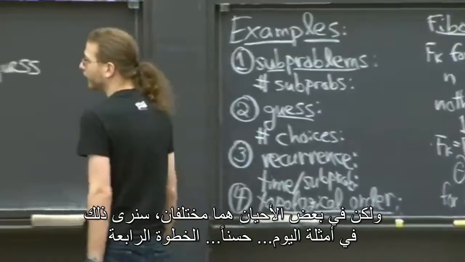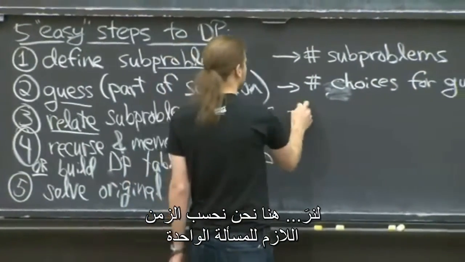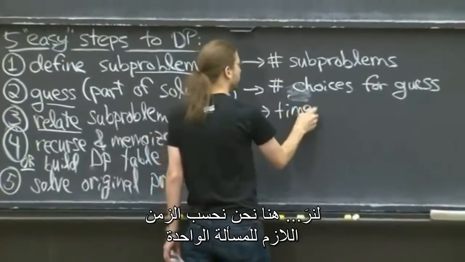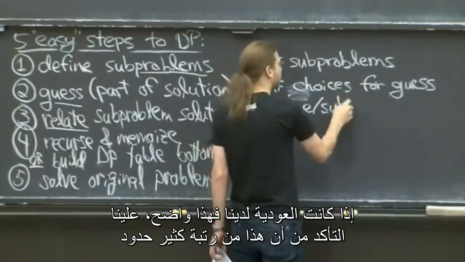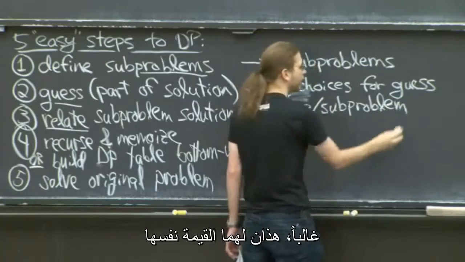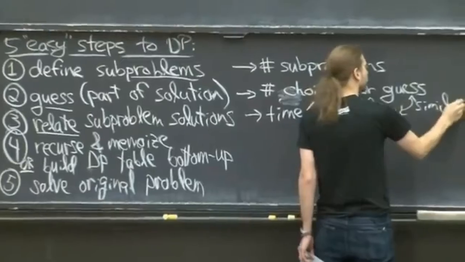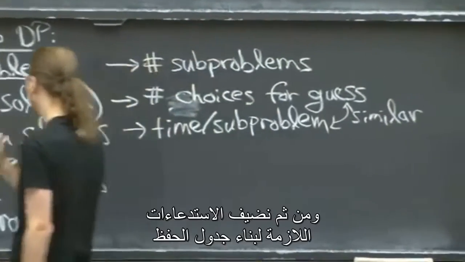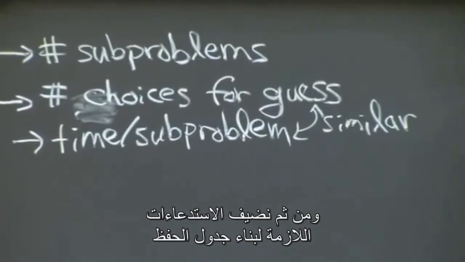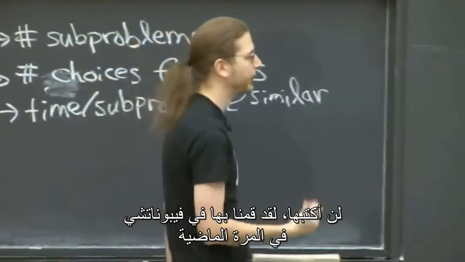OK, step 4. Let's see. So here we evaluate the time per subproblem. Once you have the recurrence, that becomes clear. You want to make sure that's polynomial. Often these are the same. And then we either recurse and memoize or build a DP table. I'm not going to write those. We did it for Fibonacci last time. Shortest paths are pretty easy.